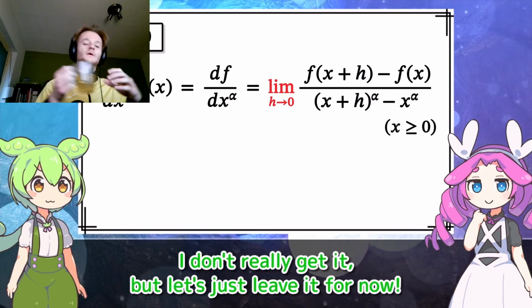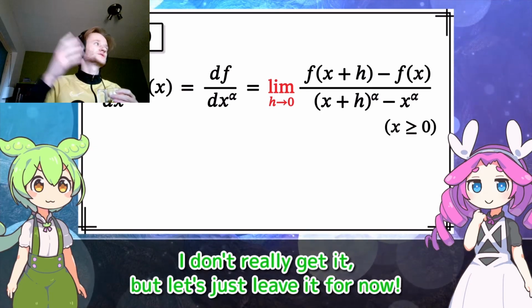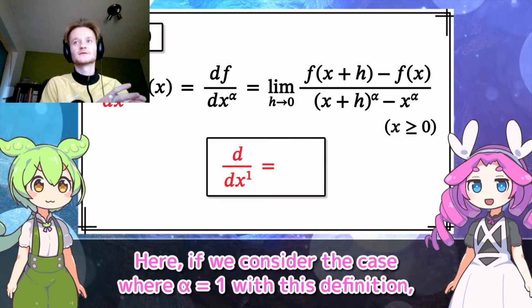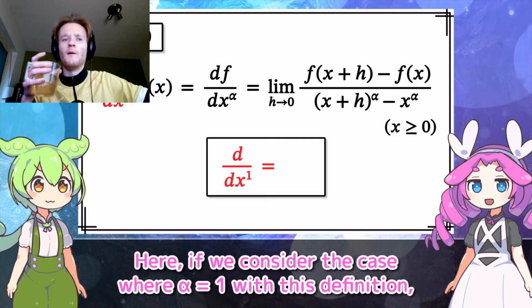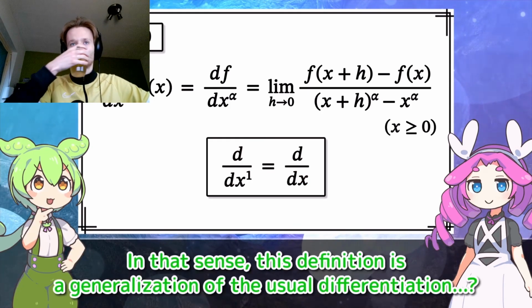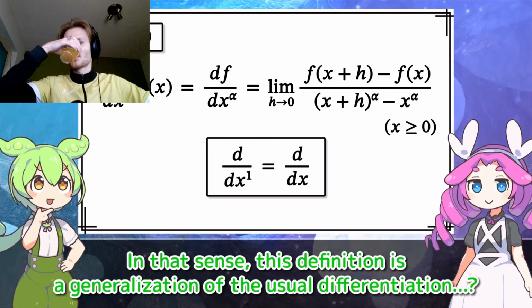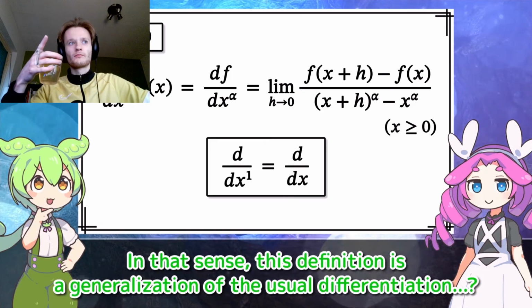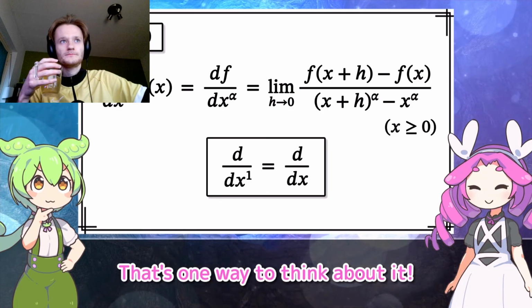I don't really get it, but let's just assume it works for now. Let's consider the case where alpha equals 1. With this definition, we should be able to confirm that this matches the usual differentiation. Indeed. In that sense, this definition is a generalization of the usual differentiation? That's one way to think about it.